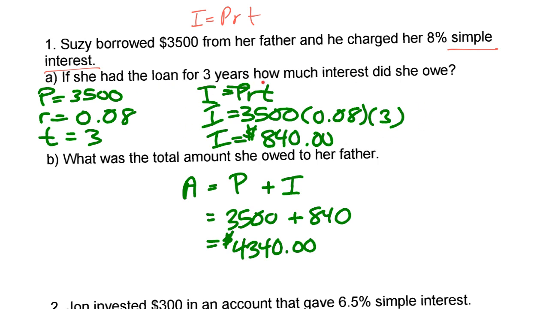So it says after 3 years, how much does she owe? Remember that the T value has to be computed in years, right? And then we punch in our numbers and we get $840.